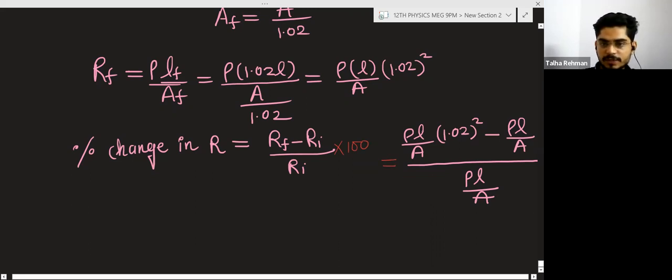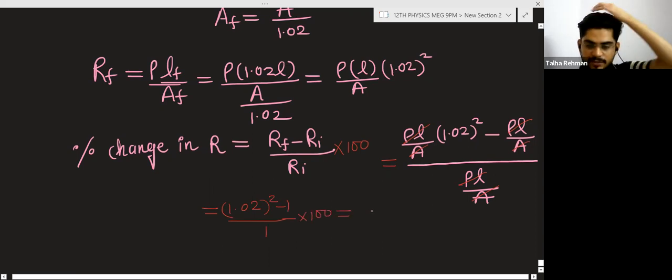So now see here, this term and this term are cancelled out from all the terms. So the percentage change in the resistance will be (1.02 squared minus 1) divided by 1, into 100, and when you calculate, the answer will come out to be 4.04%.